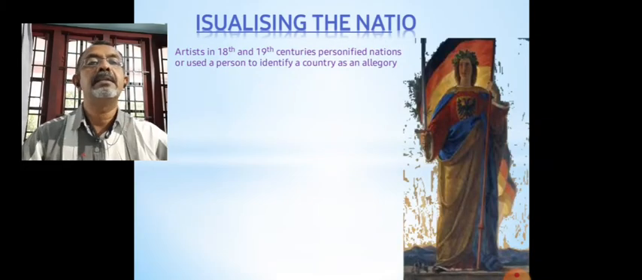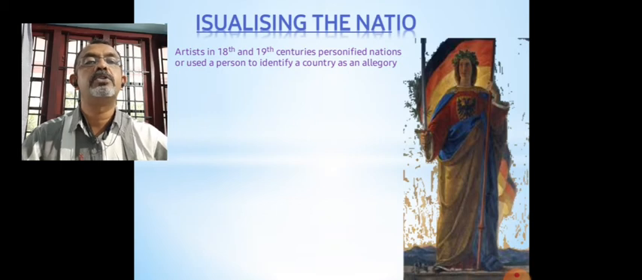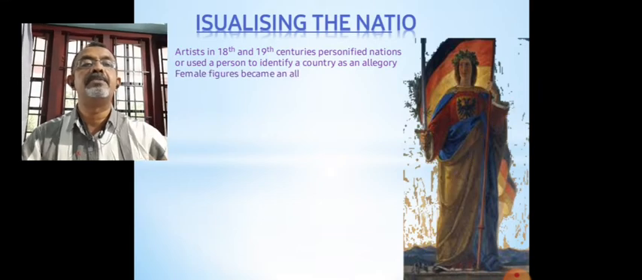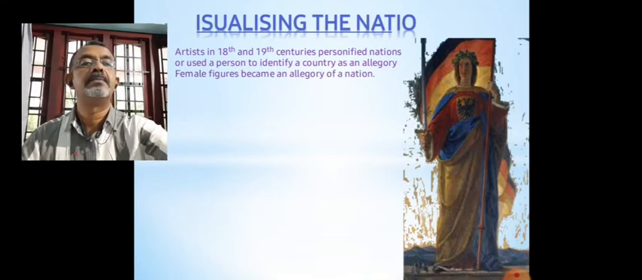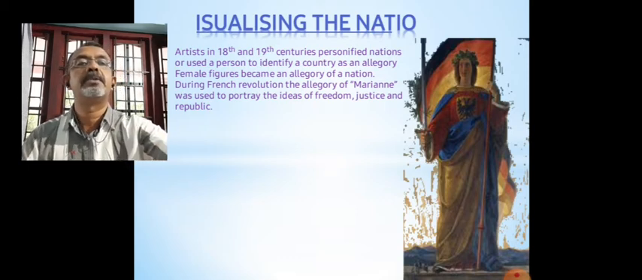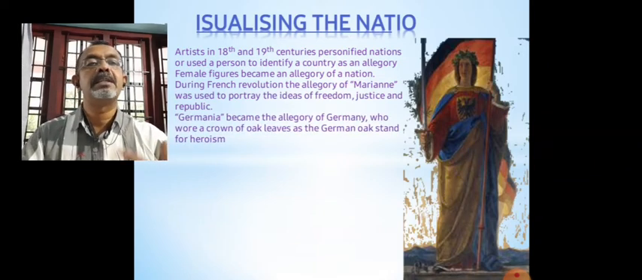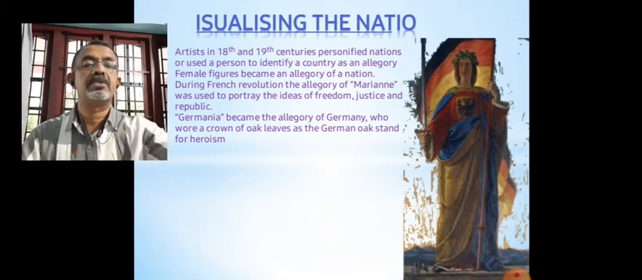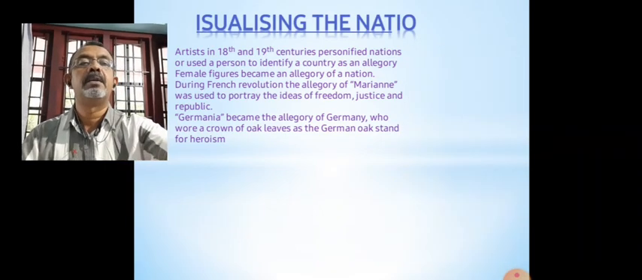So as I said, artists in 18th and 19th century personified nations or used a person to identify a country or a nation. And often it was female figures. During the French Revolution, the allegory of Marianne was used to portray the idea of freedom, justice, and a republic. Germania became the allegory of Germany, who wore a crown of oak leaves. The German oak stands for heroism.